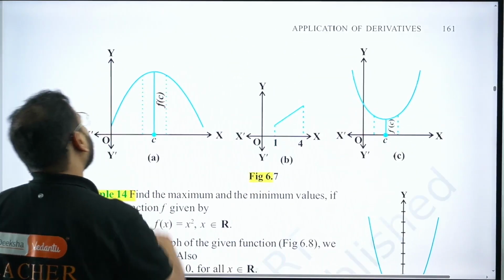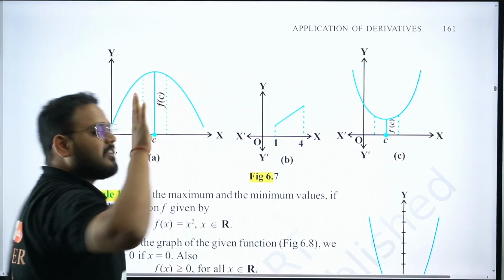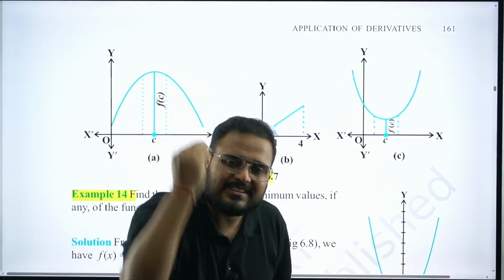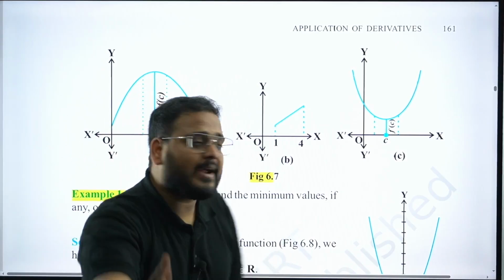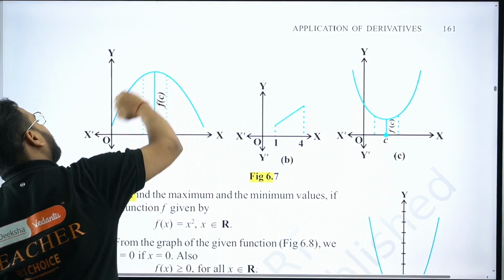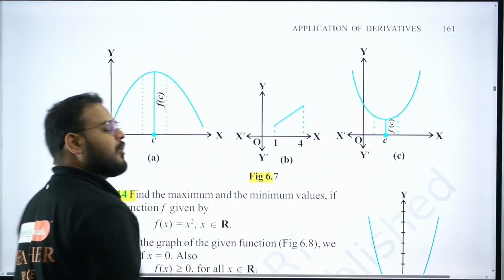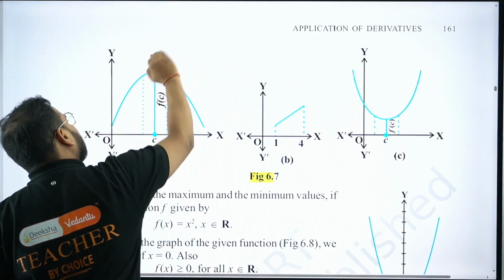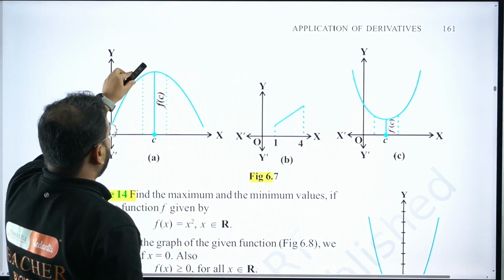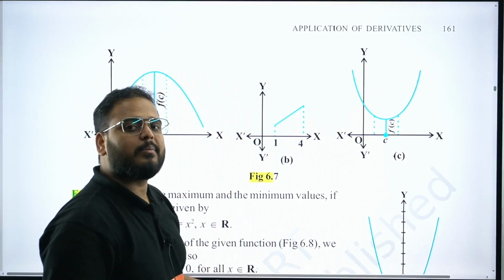Think about this part. What's the slope over here? If you find the first derivative, what do you find? You find the slope, right? So what is the slope over here? Positive. How come? Straight line like this, an acute angle with the x-axis. Acute angle means tan of acute will be positive.